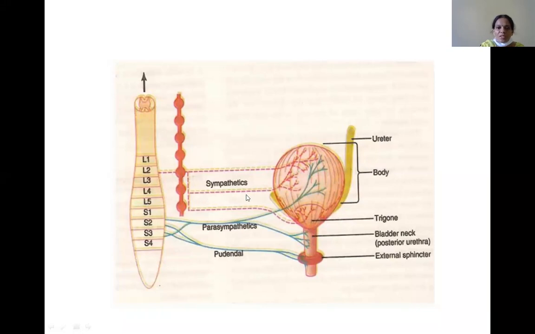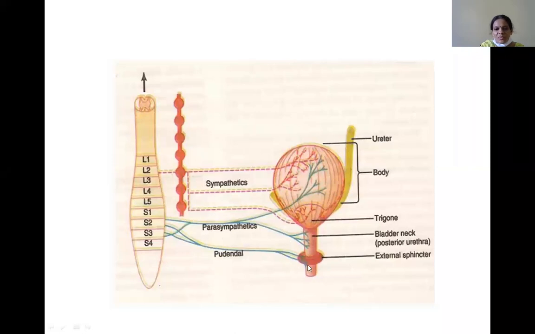The other nerve supply is by the sympathetics. This is responsible for filling of the bladder. It arises from L1, L2, L3, the lumbar region of the spinal cord, and causes relaxation. This is through the hypogastric nerve. Parasympathetic is through the pelvic nerve, and this is the hypogastric nerve. This causes relaxation of the bladder as well as contraction of the internal sphincter. So this is termed the nerve of filling, and the pelvic nerve is the nerve of micturition.